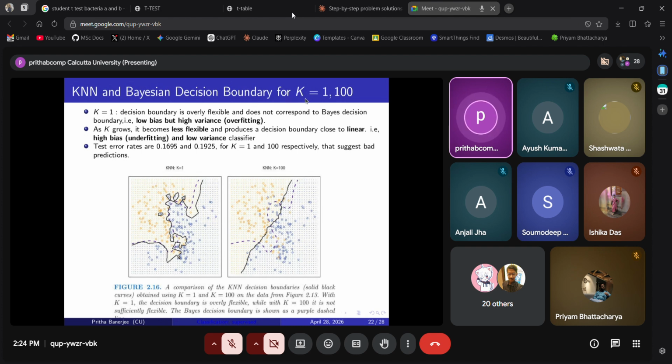So here there is an example of when k is equal to 1 and k is equal to 100 for k nearest neighbor. On the left hand side k is equal to 1, and we see what kind of decision boundary you are getting, and when k is equal to 100, what kind of decision boundary you are getting. In both cases the Bayesian decision boundary is going to be the same.